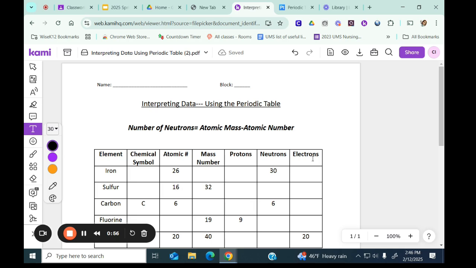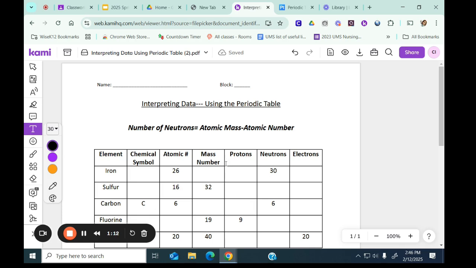So when we're referring to protons and neutrons, we're going to say that the protons and neutrons have the most mass of the atom. They each have one atomic mass unit, and they are going to contribute to this mass number or the atomic mass.